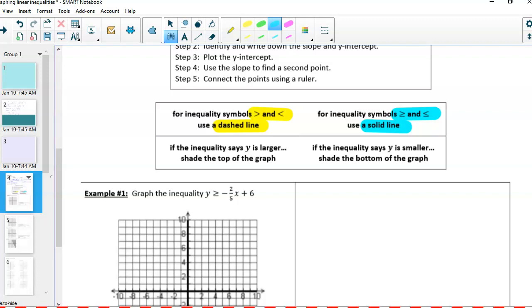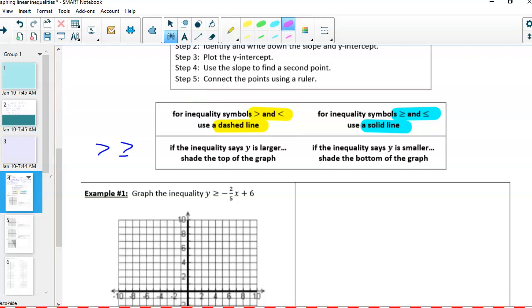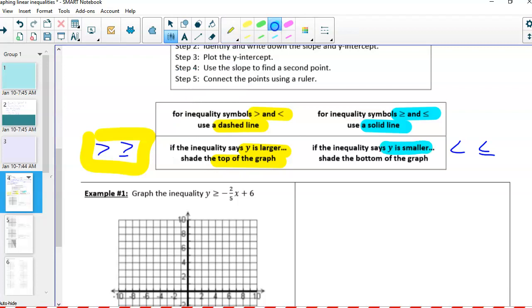And then we're also going to be shading. So if we have an inequality that is greater than or equal to, we're going to shade above the line. But if we have something that's less than or equal to, we would shade below the line. So we're going to talk about what that looks like. Okay, so we're going to be doing shading and changing our line.